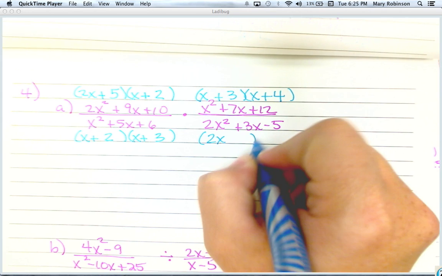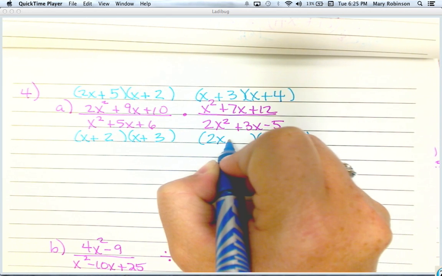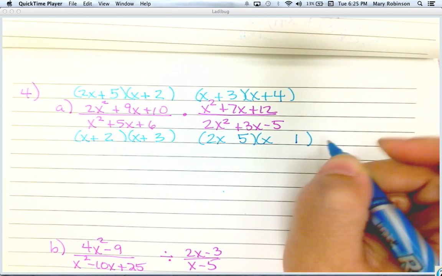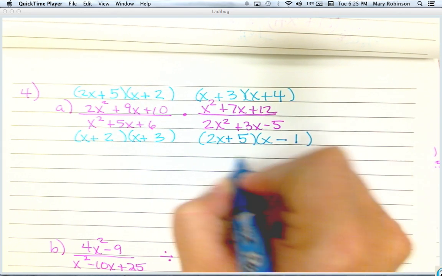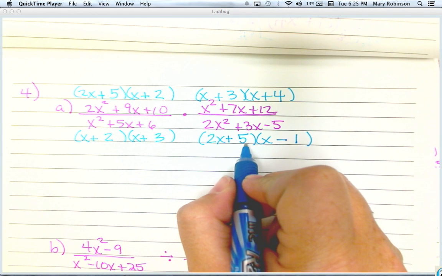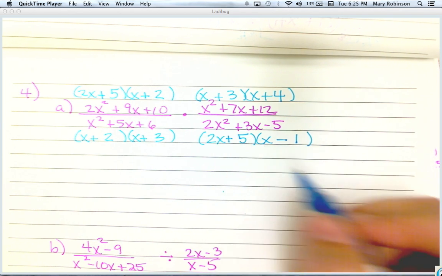And then down here, if we put the 5 here and the 1 here, we can get positive 5x and then subtract 2x. So 5x subtract 2x will give us 3x.